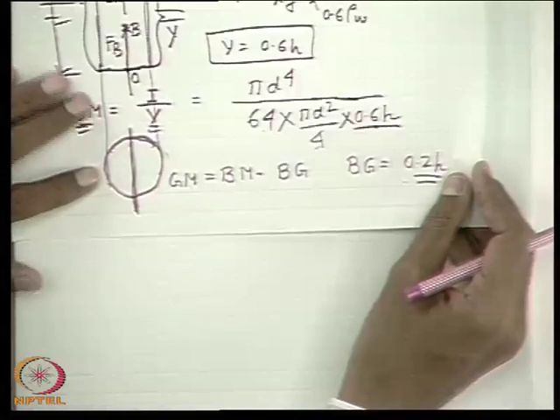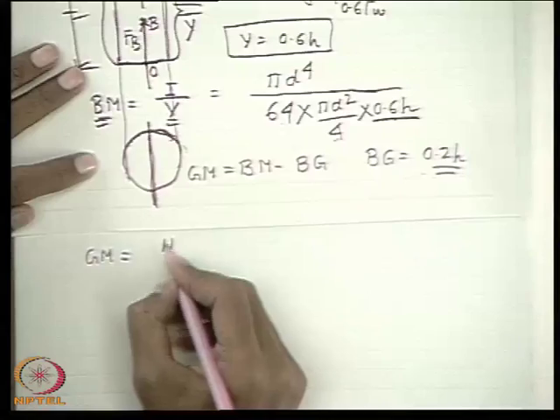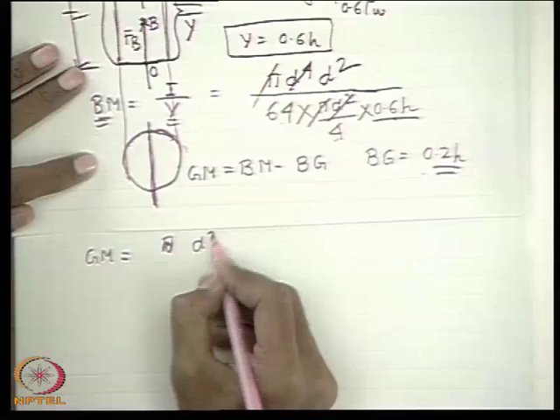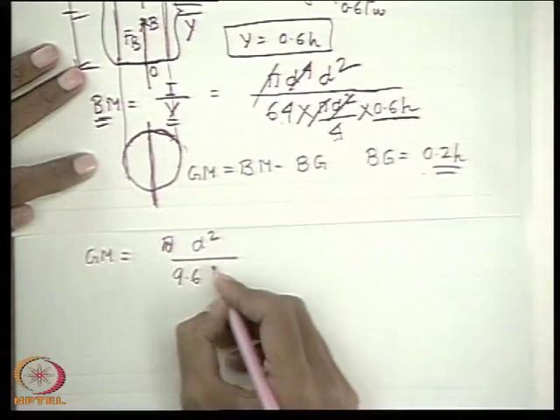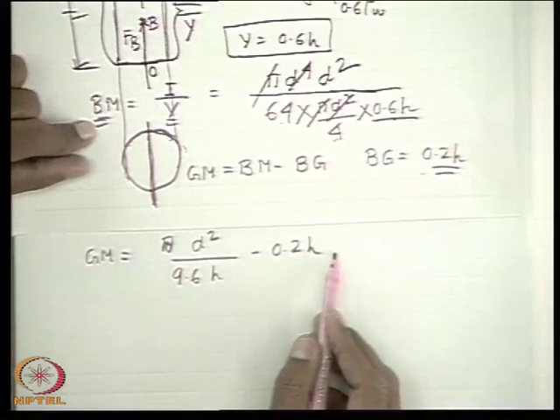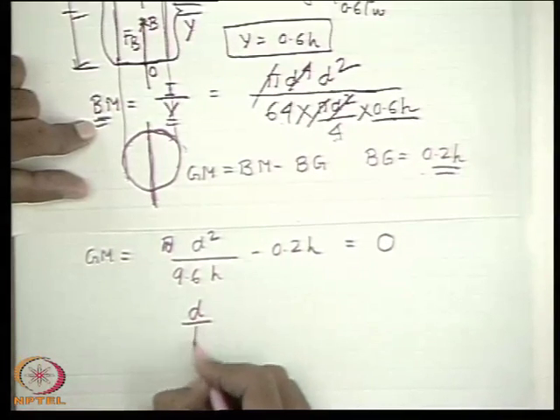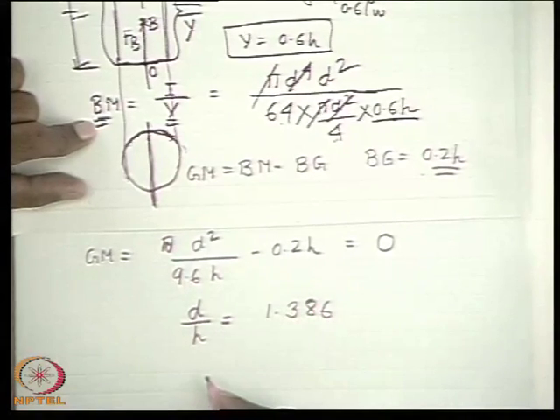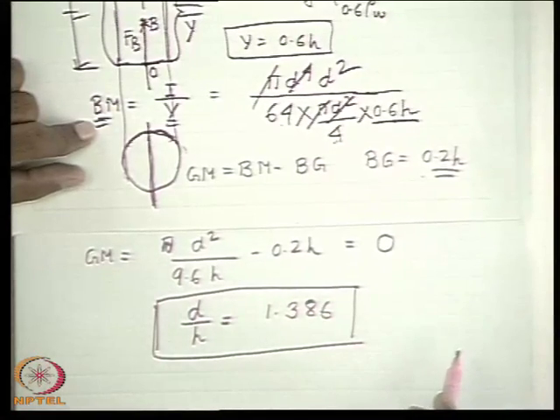So, the next part is very simple. GM is equal to pi... now you cancel it. That means d square by 16 into 0.6, that is 9.6, into h, minus 0.2 h. This is GM. This has to be greater than 0 for stable equilibrium. For neutral equilibrium, according to the problem, this is 0. So this gives d by h equal to 1.386. From this, you get the value d by h equal to 1.386.